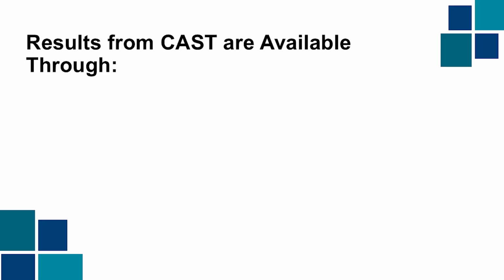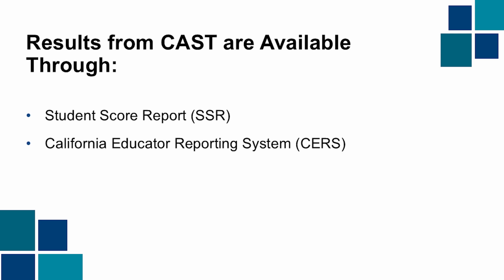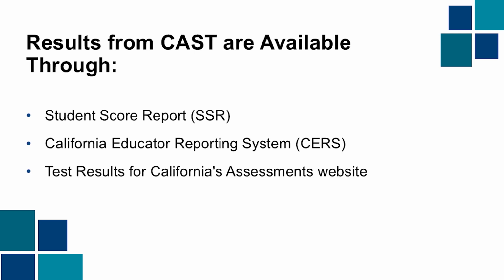Results from CAST are available through the Student Score Report, or SSR, the California Educator Reporting System, or CERS, and the test results for California's assessments website. Let's look at each of these sources.